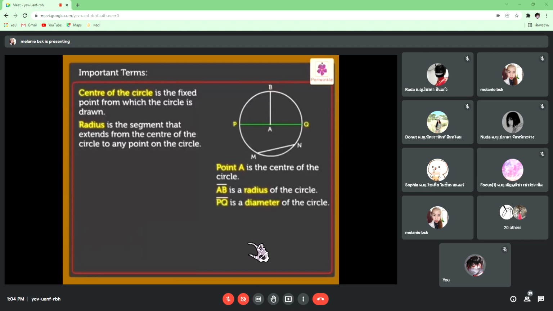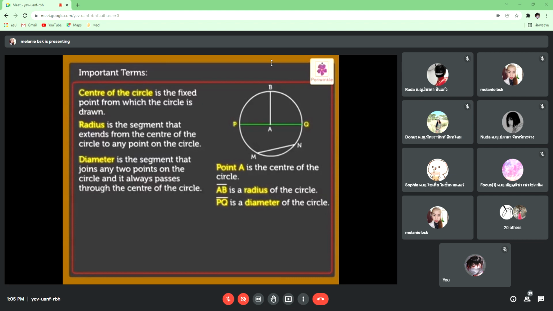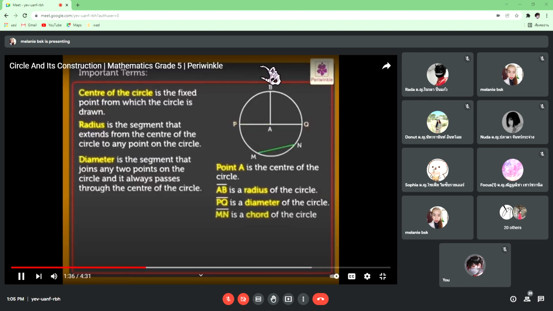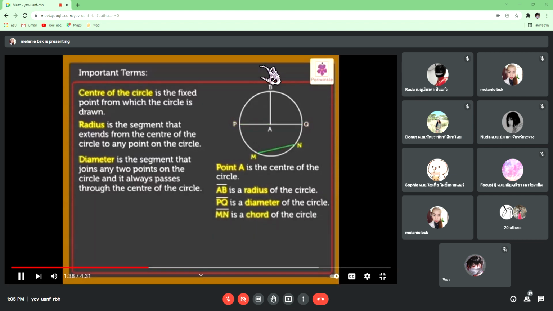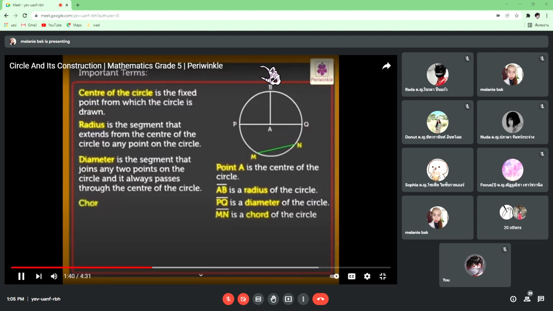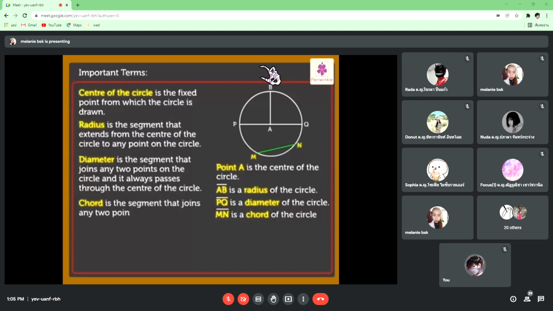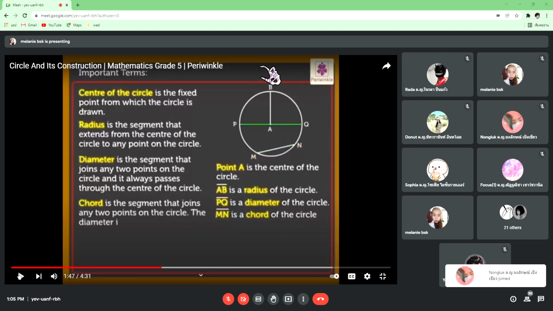Line segment PQ is a diameter of the circle. Diameter is the segment that joins any two points on the circle, and it always passes through the center of the circle. Line segment MN is a chord of the circle. Chord is the segment that joins any two points on the circle. The diameter is the longest chord.